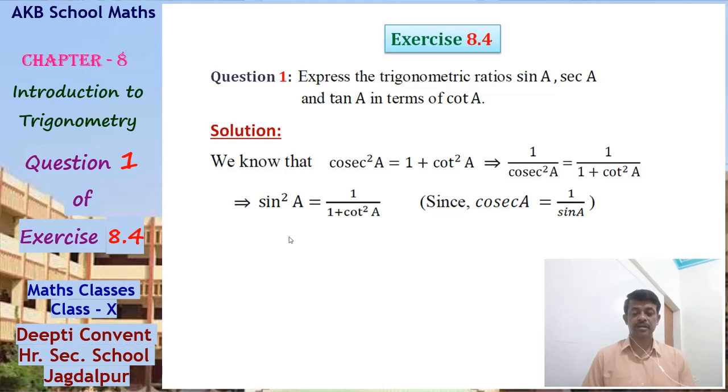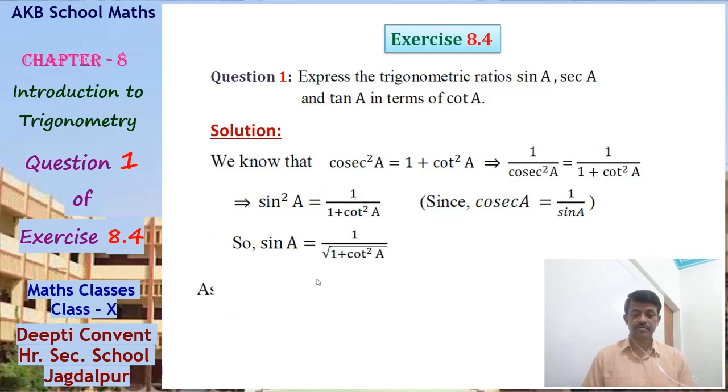Now sine A equals the square root of 1 upon 1 plus cot square A. So the value of sine A is in terms of cot A. This is the value. Okay, sine A we have brought in the form of cot A. Now sec A, sec A in terms of cot A.